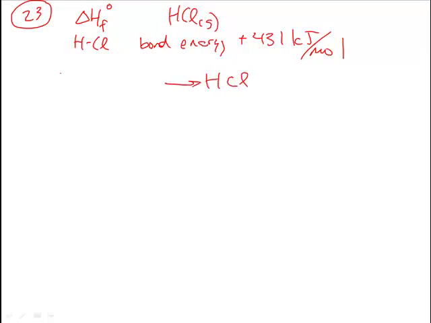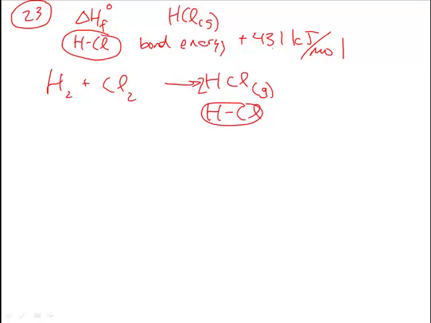So all you have to do is write the equation to make HCl gas. You're going to make HCl, which has a single bond, so you're going to make one of these bonds. The energy to break the bond is 431. Instead, you are making the bond, so you take the negative of that value. So negative 431 kilojoules per mole is the energy to make HCl.